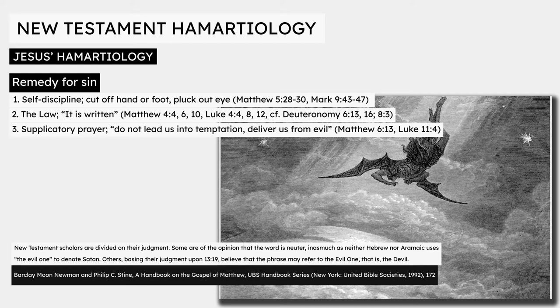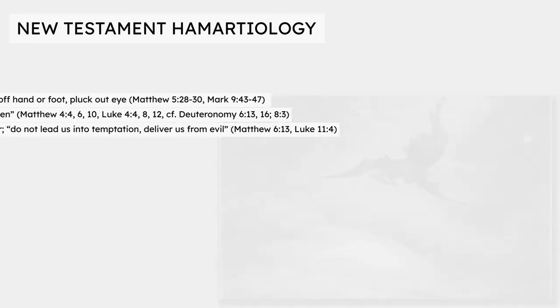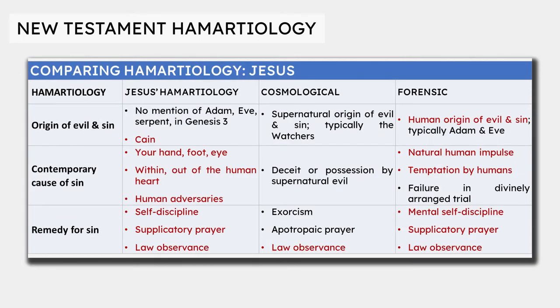None of the seven passages in the New Testament using this term identify it as a source of temptation, and the rabbinic era texts use it to refer to the evil inclination, the natural impulse within humans, which causes them to sin. Now we're in a position to compare the hamartiology of Jesus to the hamartiology of cosmological dualism and forensic dualism. Let's see what we find.